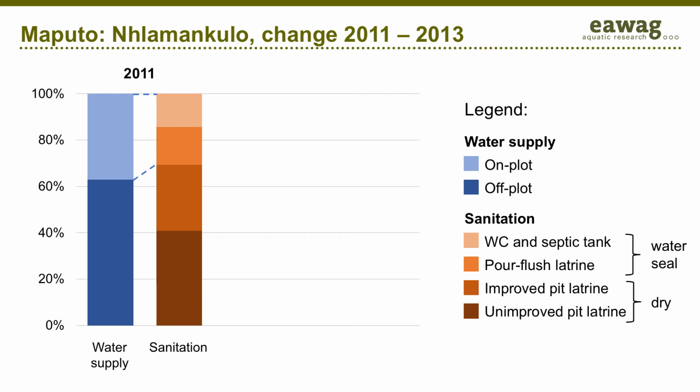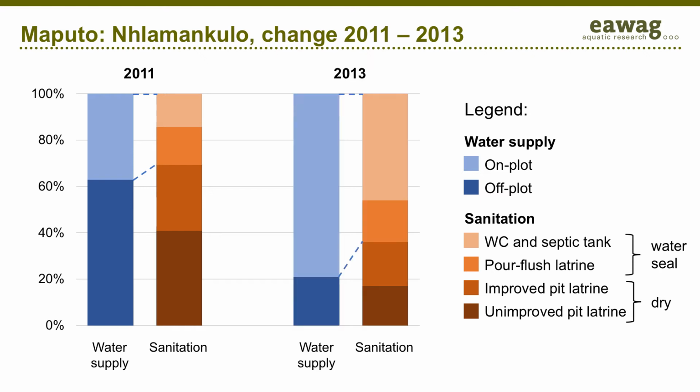This is based on another survey of an unplanned inner city area in Maputo. In 2011, only about a third of the households had on-plot water supply, and service was very poor. Only about 30% of the households had a water-sealed toilet. Now, a second survey 2 years later, after a major improvement in water supply had resulted in an increase to 80% of on-plot water supply, shows almost two-thirds of households with water-sealed toilets.